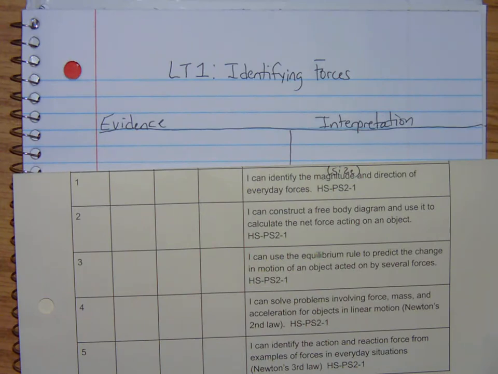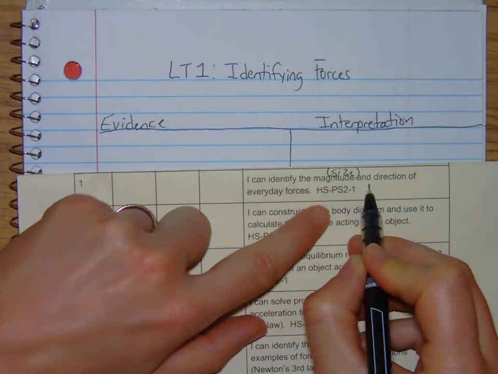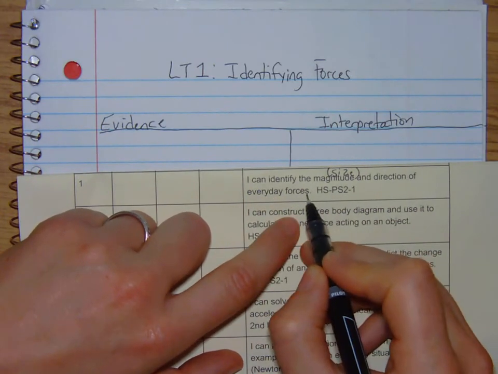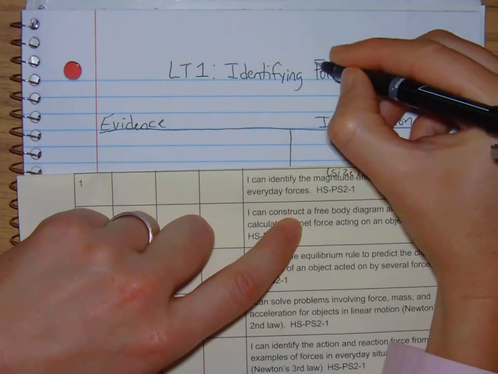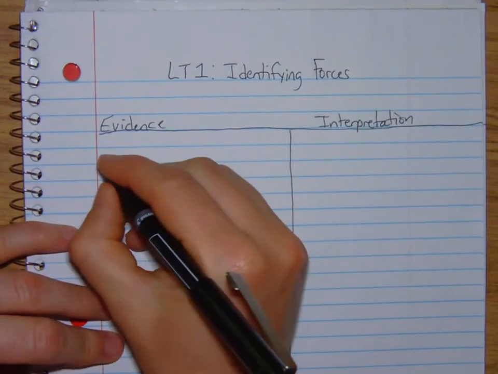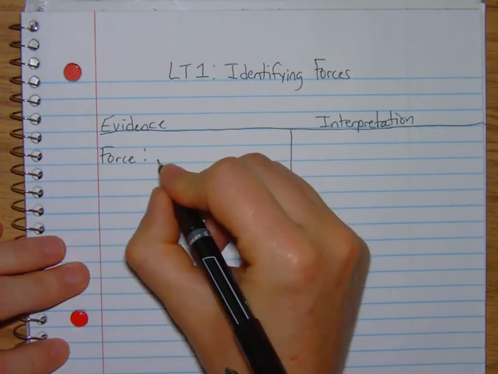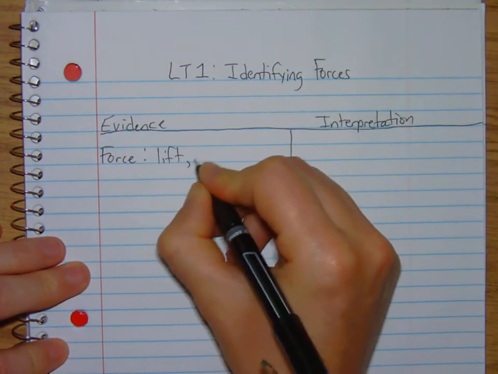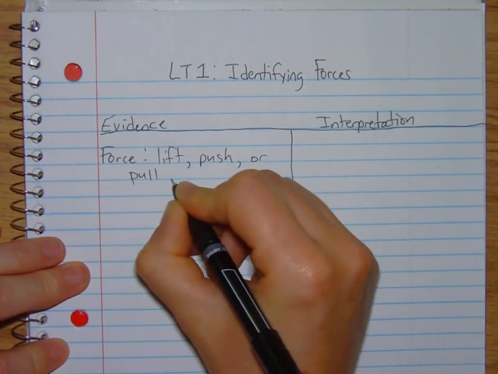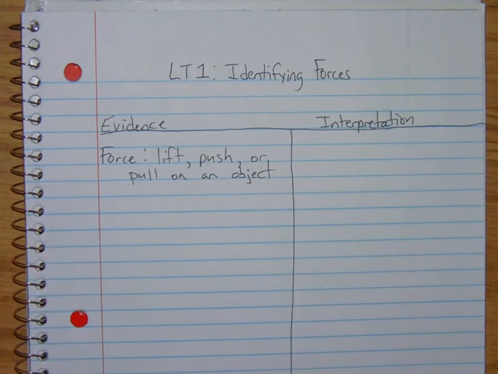So the first thing we have to be able to accomplish is to identify the magnitude, which means size, and direction of everyday forces. Okay, so identifying forces and knowing which direction they act. All right, so LT1, here we go. First thing we're going to do, just essentially a Google definition of force. And a force can be a lift, push, or pull on an object. So a lift, push, or pull.